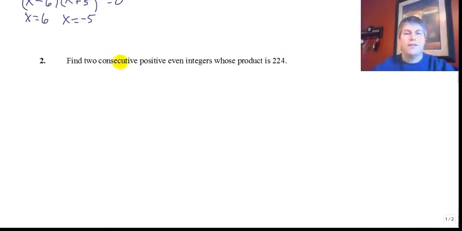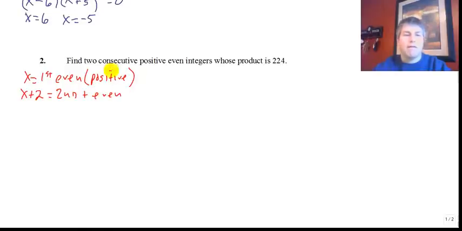Second problem, find two consecutive positive even integers whose product is 224. So consecutive even integers. So let's let x equal the first even, and it's a positive even number or integer, so that could make a difference for us. First positive even integer, so x plus 2 would be the second positive even. So we want to read this problem again. Two consecutive positive even integers whose product is 224. So x times x plus 2 equals 224.